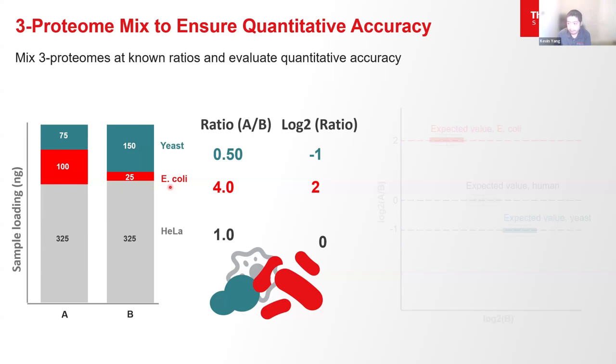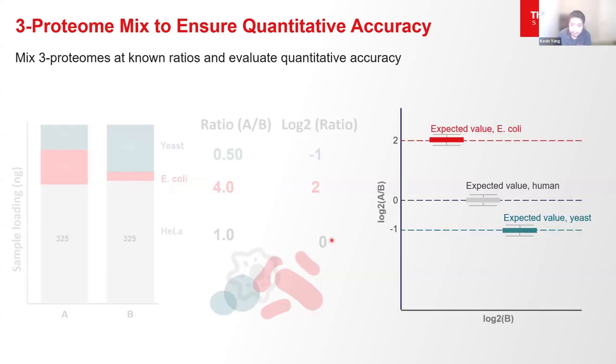What we're expecting from good data is something like this. So this is a box plot. And between sample A and sample B, we expect that the results, the observed median ratio, align very well with the expected ratio. We also expect a narrow distribution because that shows that the majority of the proteins can be quantified accurately.